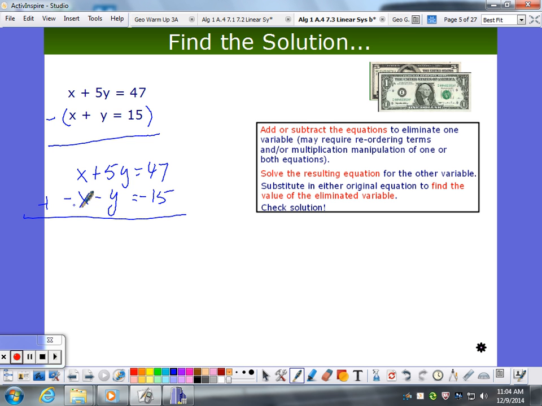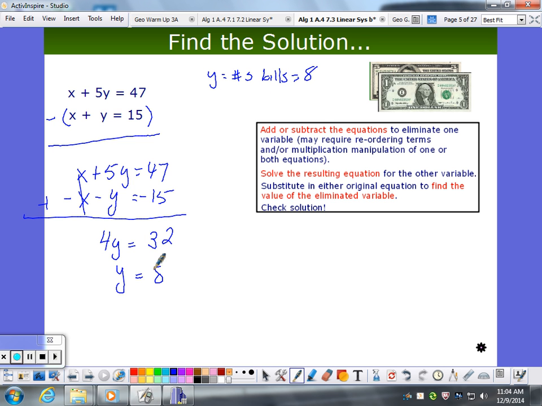What is x? Minus x. X plus a negative x. It's gone, right? What's 5y and a negative y? And what's 47 and that becomes 32. So what's y? 8. I remember what y was. Y was the number of $5 bills. So it appears I have 8 of those.